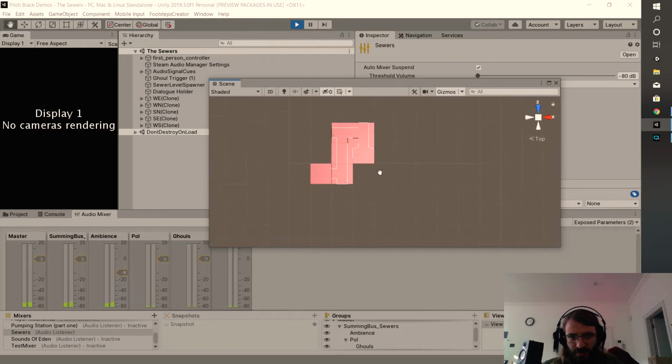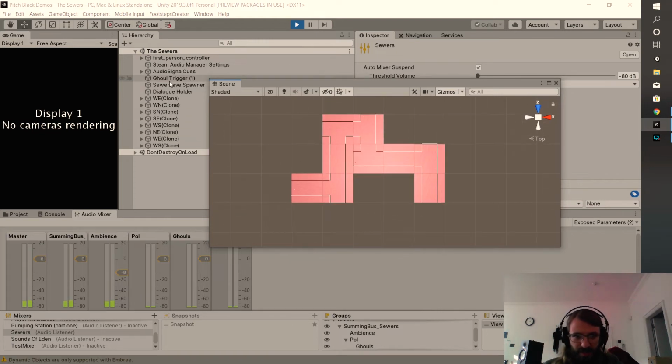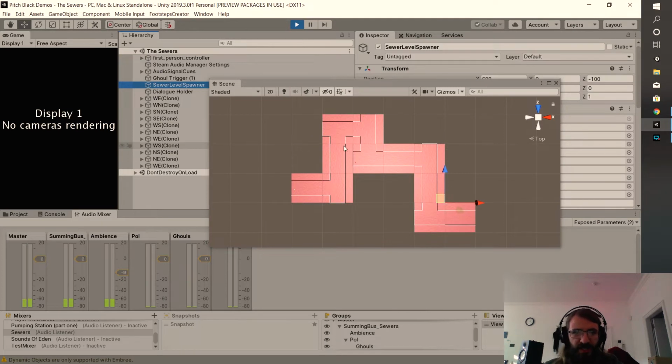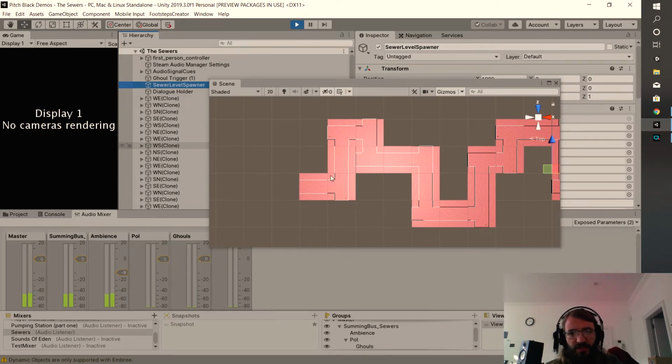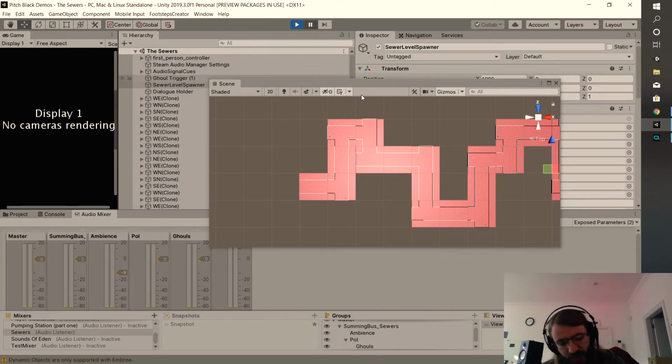Okay, so basically there's a game object called sewer level spawner. What that does is we have a series of 100 by 100 tiles, each with different level segments. Just pause for a second. As each tile gets instantiated or created, spawned, whatever you want to call it, the level spawner knows which tile went before it.